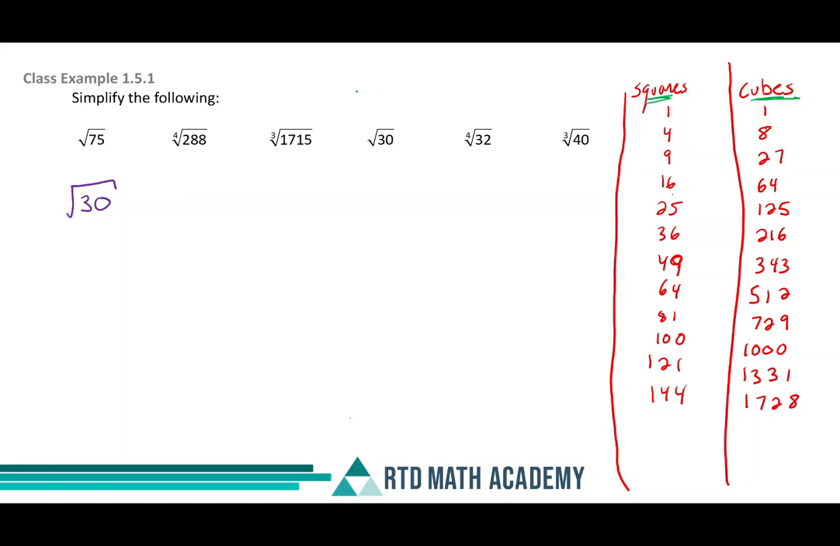I'm going to take 30. I'm going to divide it by 16. I can see 30 divided by 16 is not a nice even factor, so I'm going to move up to 9.